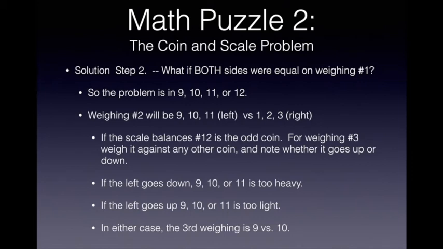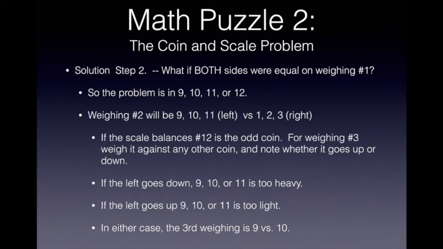If it goes down, coin number 12 is too heavy. If it goes up, coin number 12 is too light. And now we've identified the problem coin and whether it's too heavy or too light. Well, let's say that didn't happen. Let's say we weigh 9, 10, and 11 versus 1, 2, and 3, and they don't balance.